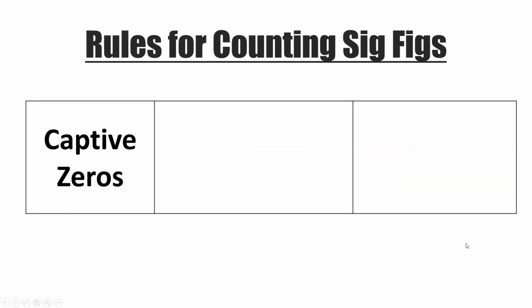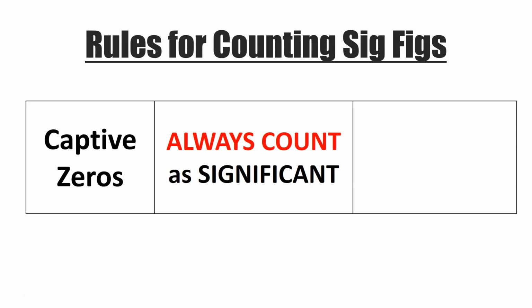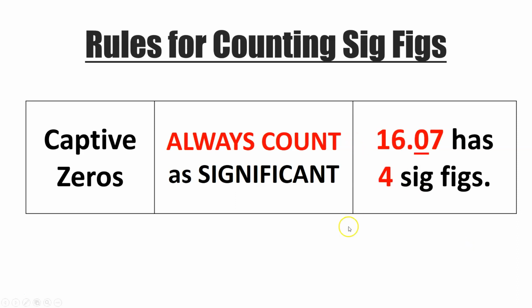Captive zeros are zeros that are stuck in between the actual real integer numbers. So they always count as significant. So if you look here, we have a 0 that is held captive. It is trapped between the 6 and the 7. So because of it being trapped between two numbers, it will count as significant. So this 0 we know is accurate, so we make sure that it counts as significant.